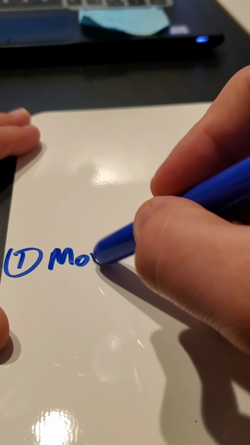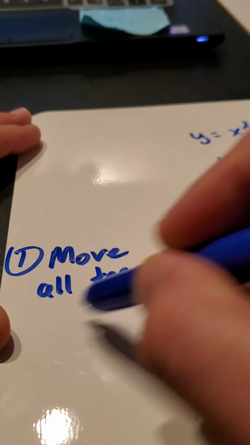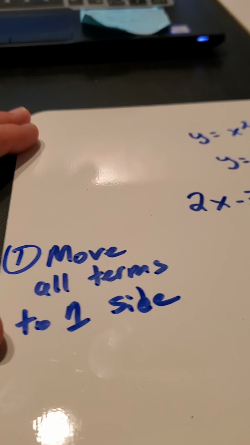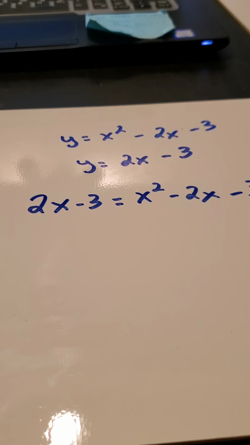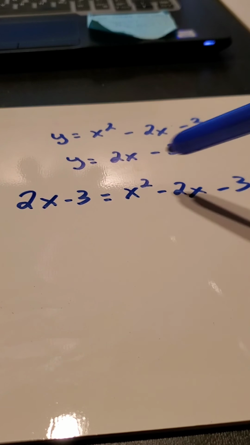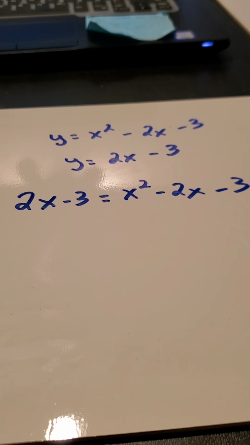Move all terms to one side. That's the first thing we need to do. To do this, I'm going to try to move everything to the right side of the equation because the left side doesn't have any x squared component. I don't want this to be negative. I'm going to try to keep this leading coefficient for the x squared term positive.